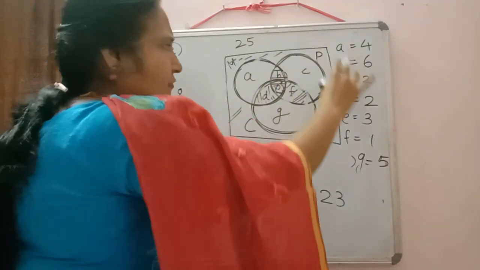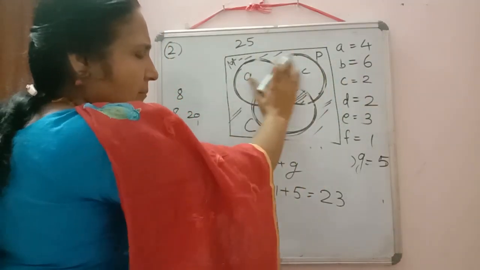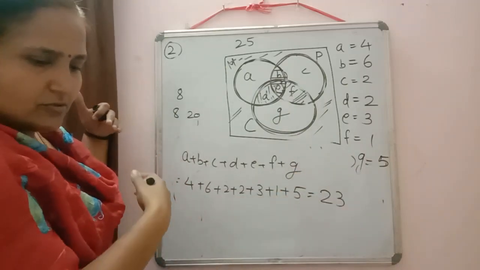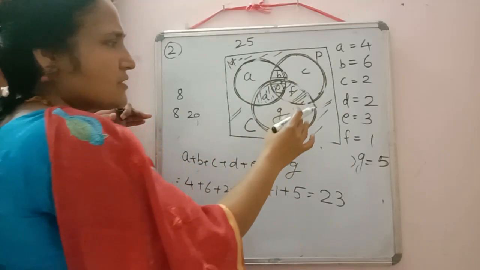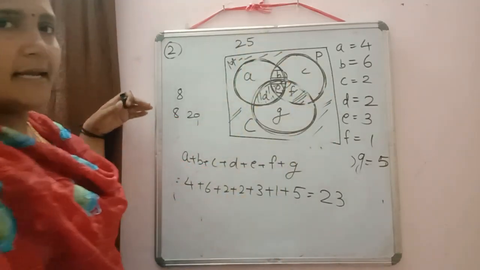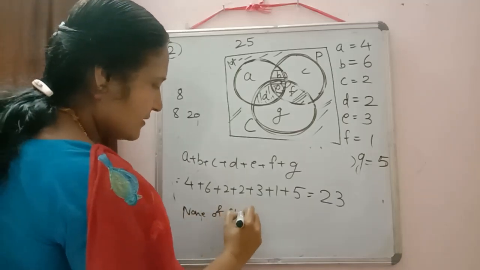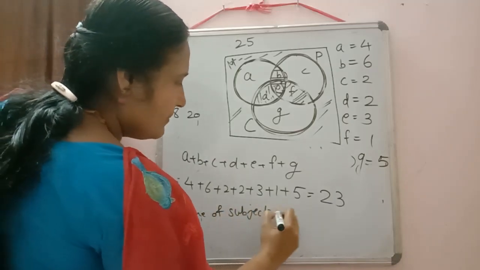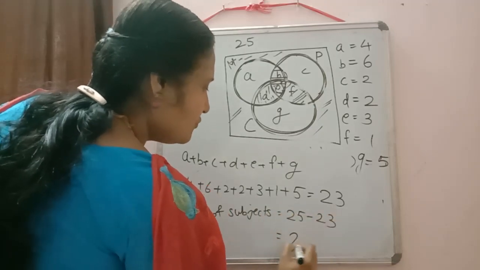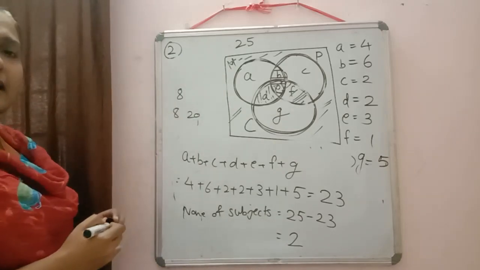So out of 25 students, this region already we said total number of students is 23. So how many students are there those who have not taken any of these subjects? What we will do? 25 minus 23. So just write down there. None of the subjects. So that will be equal to 25 minus 23. So 2 students are there those who have not taken any of these subjects.